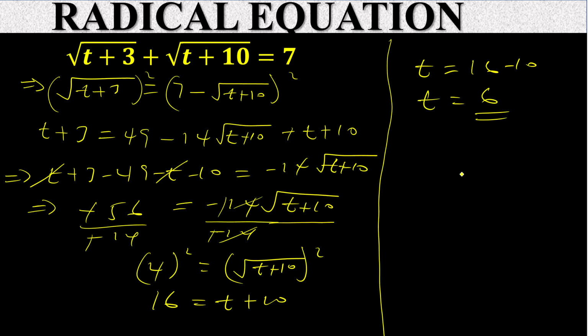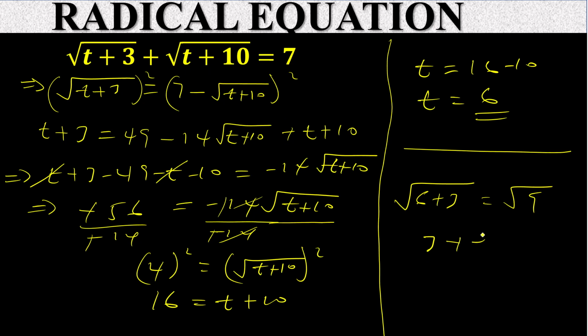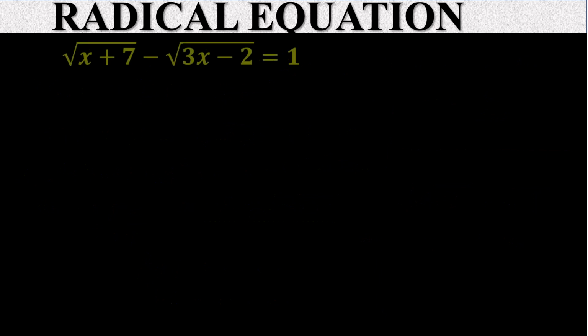All right, so can we confirm our answer? So let's confirm our answer and see. Let me put 6 here. So we have t plus 3, so 6 plus 3, 6 plus 3 is 9. Root 9 is 3, so this side is 3. And if I put 6 here, I'll get root 16. Root 16 is 4. So 3 plus 4 is 7. So you are correct. All right.